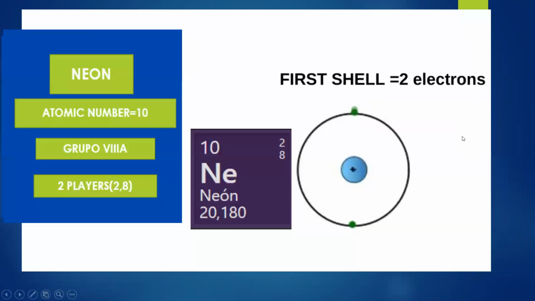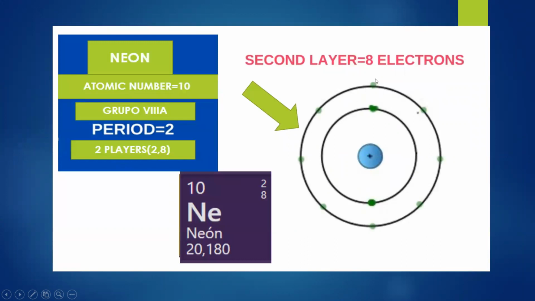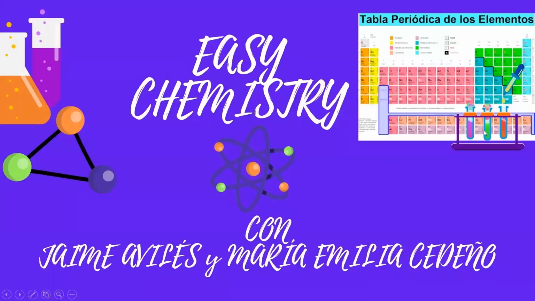Neon. Neon, atomic number 10, group 8A, period 2. First shell, 2 electrons. Second layer, 8 electrons.